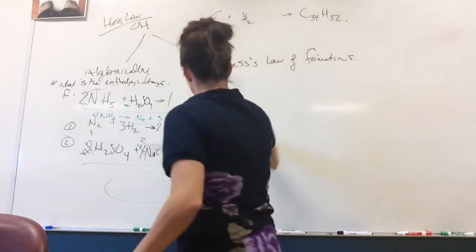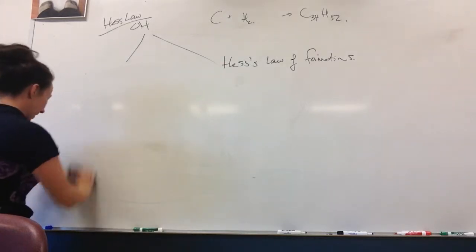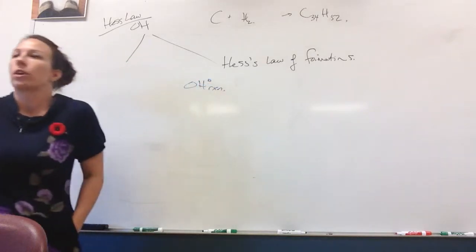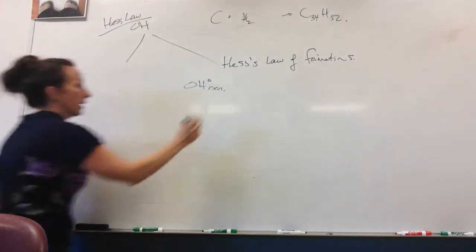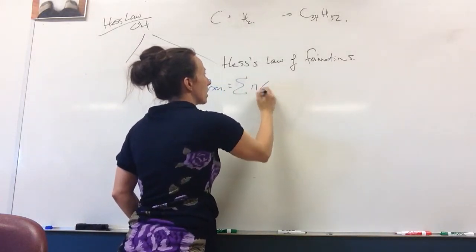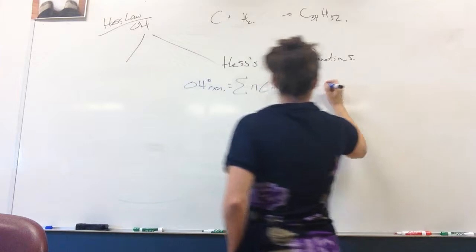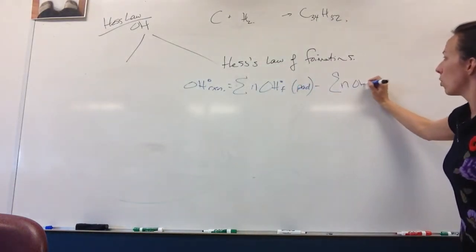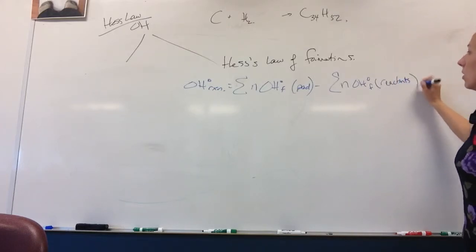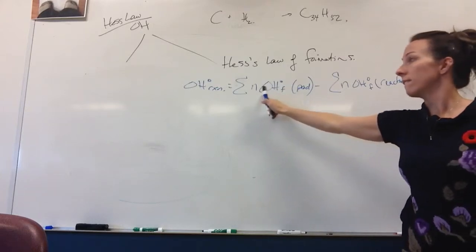Hess's law of formation. Is this lovely? Those of us that like math love it, get a good kick out of these. Delta H naught for the reaction, so the thing you're looking at, is equal to the sum, ooh, that's a crazy sum, of the number of moles times the formation enthalpies of your products, minus the sum of the number of moles times the enthalpy of formation of the reactants. Where do I find these? In your data booklet.